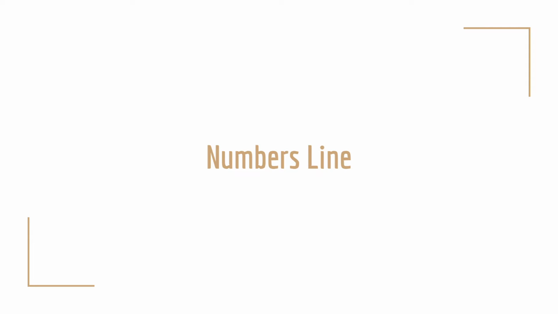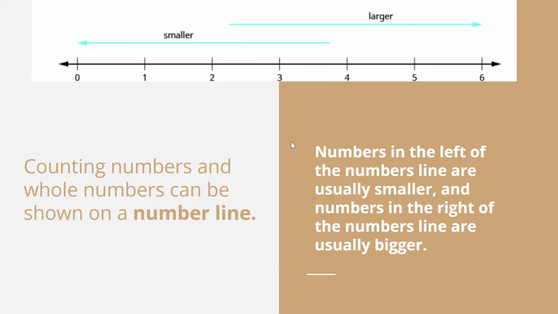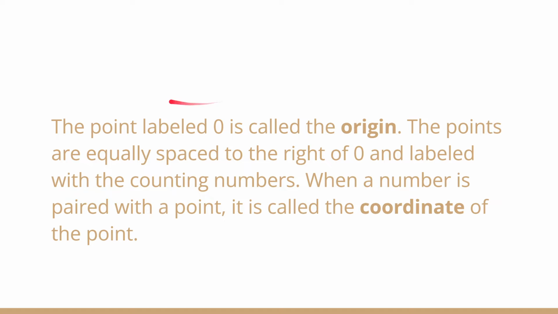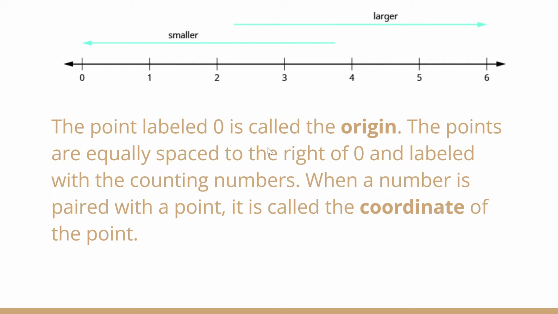Next, number line. Counting numbers are whole numbers. Counting numbers and whole numbers can be shown on the number line. Numbers on the left of the number line are usually smaller, and numbers on the right of the number line are usually bigger. The point labeled 0 is called the origin. The points are equally spaced to the right of 0 and labeled with the counting numbers. When a number is paired with a point, it is called the coordinate of the point.